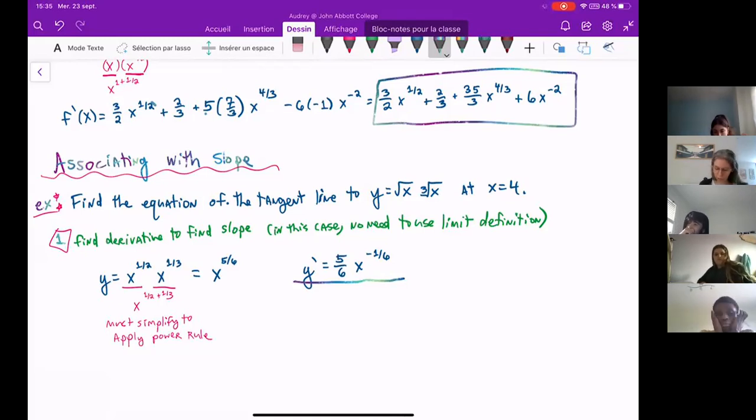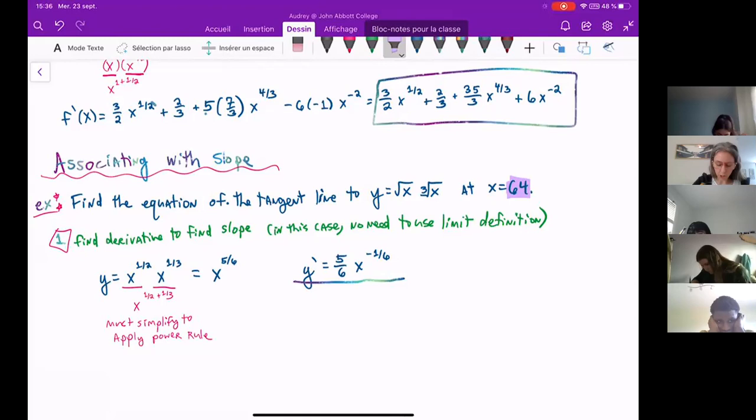Good. I just realized that it says x equals 4. It is supposed to say x equals 64. I'm sorry about that. That's supposed to be a 64 there. I forgot to write the 6. Okay, so this is our derivative.